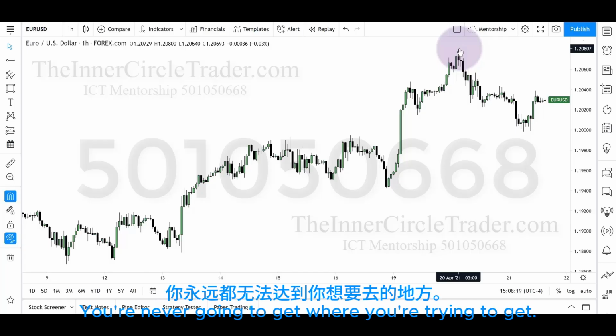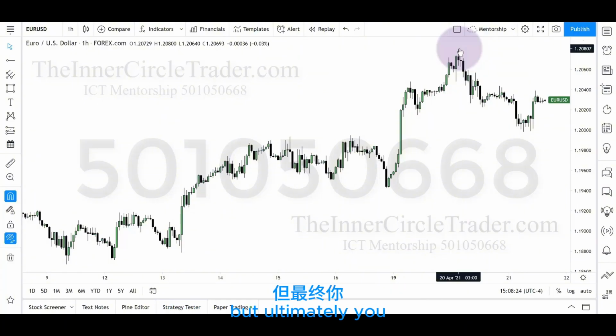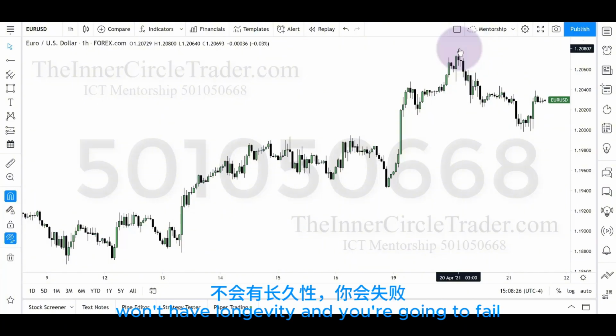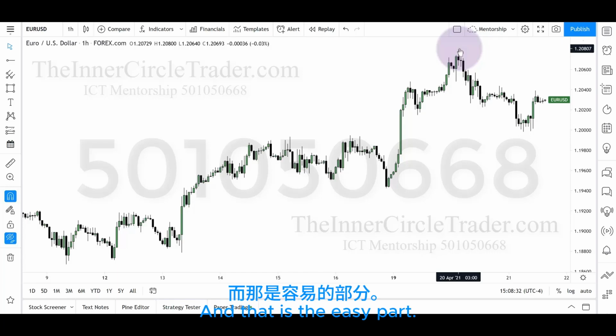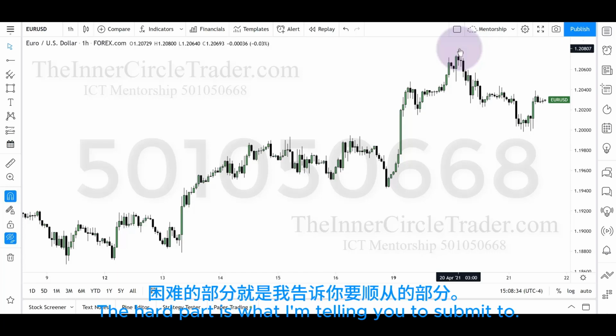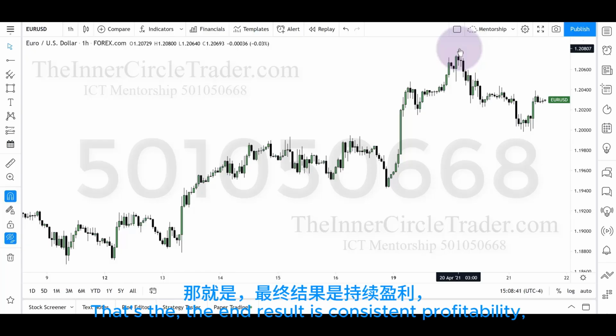If that's how you think, you're going to have trouble trading. You're never going to get where you're trying to get. You might have hit and miss results, but ultimately you won't have longevity and you're going to fail because you're trying too fast to get to money. And that is the easy part. The hard part is what I'm telling you to submit to. If you do this, that is the derivative. That's the end result: consistent profitability.